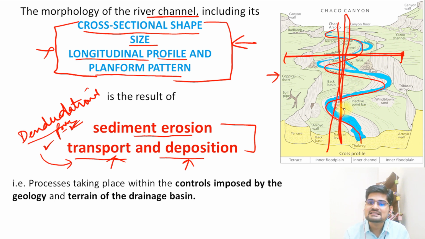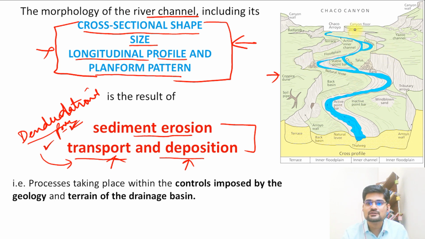But what you observe is there are several features and various shapes associated to this stream. What you see here: natural levee, back basin, then you have inactive point bar, active point bar, oxbow lakes, all these features that we study related to the streams. How these features are made in the longitudinal profile of the river or in the cross profile of the river, it is important to understand the role of these denudational processes.